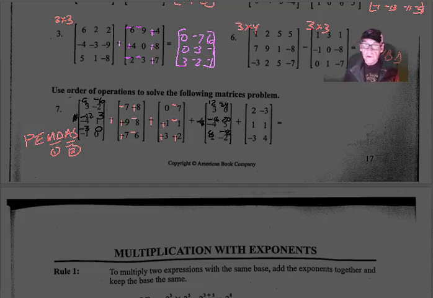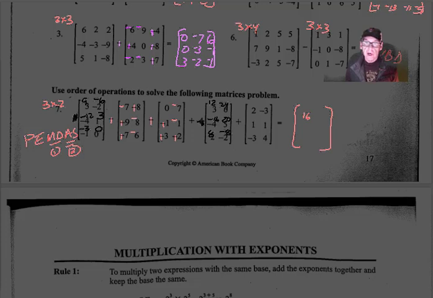These are all 3 by 2s, so they can all be added. The answer matrix is going to be a 3 by 2. And I'm going to add the corresponding elements. So we've got 9 take away 7, that's 2, plus 0 is 2, plus 12 is 14, plus 2 gives me 16.